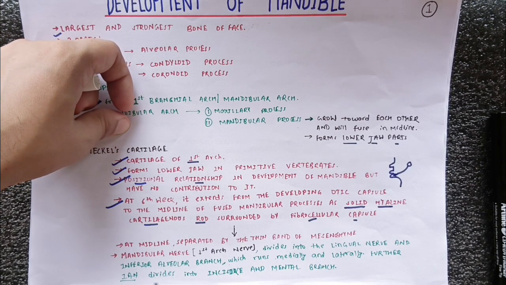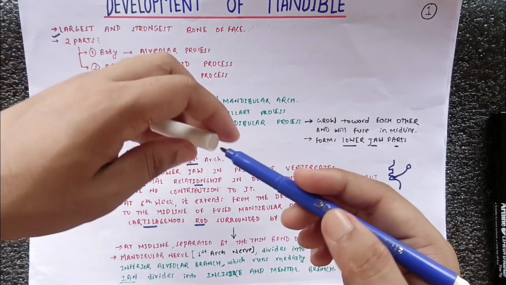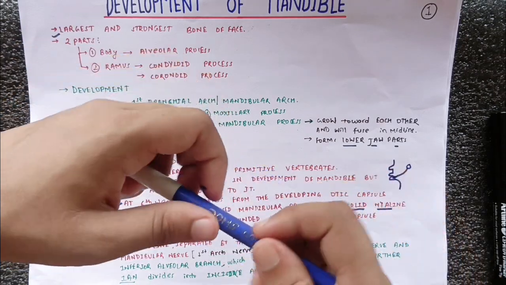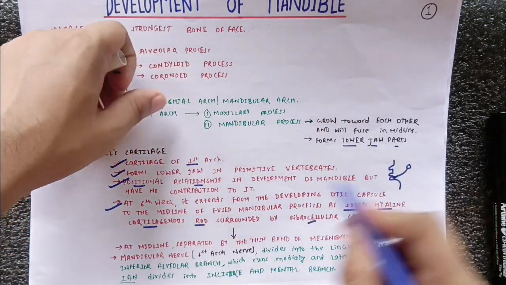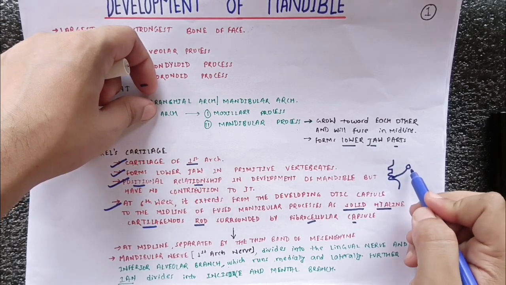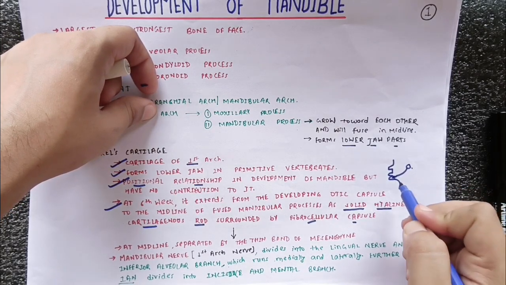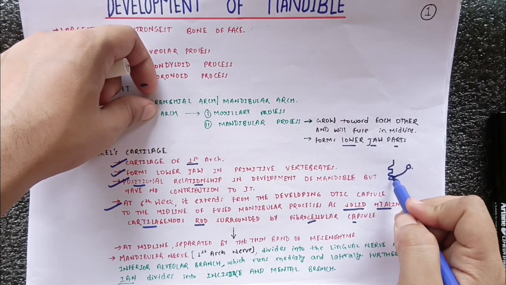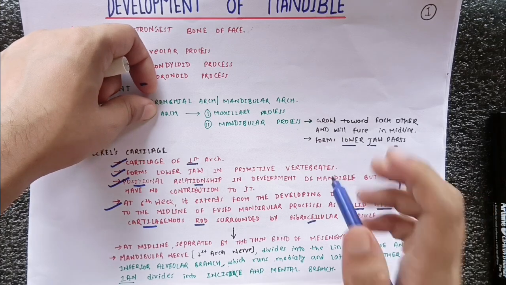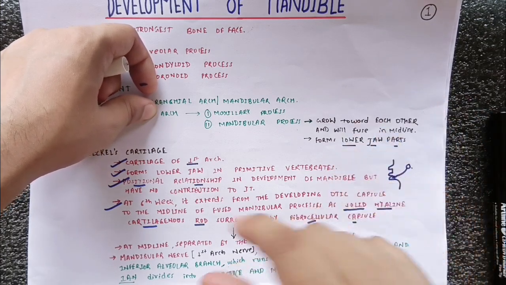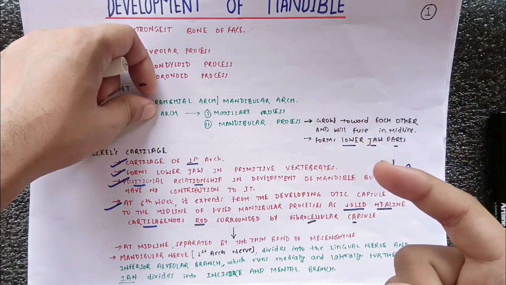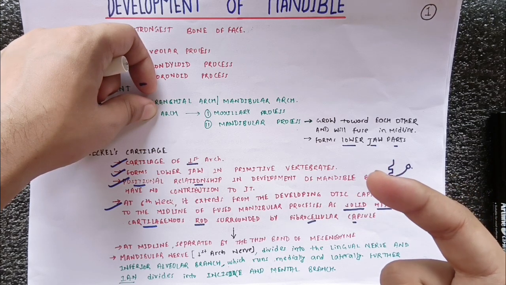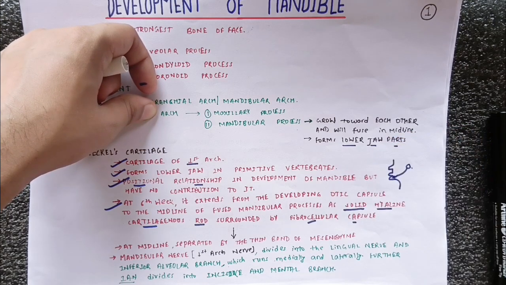Just remember one thing: as I have told, Meckel's cartilage extends from the developing otic capsule towards the mandibular process at the midline, as a solid cartilaginous rod surrounded by a fibrocellular capsule. The fibrocellular capsule is present in its outer portion. After that, in the midline, it is not fused.